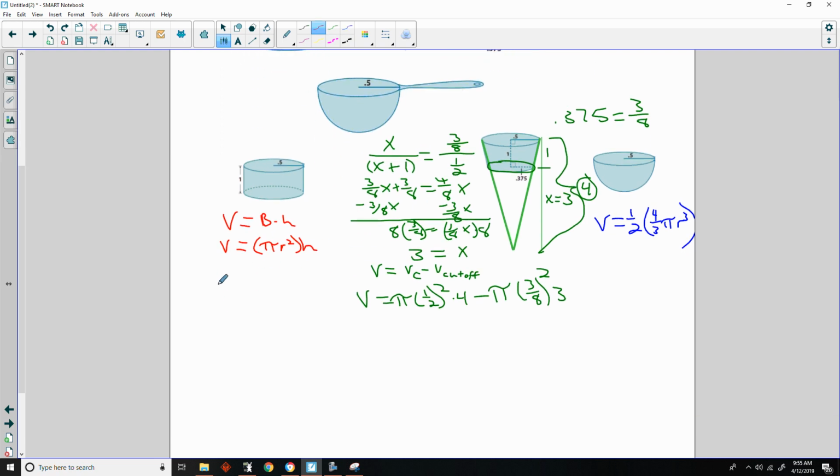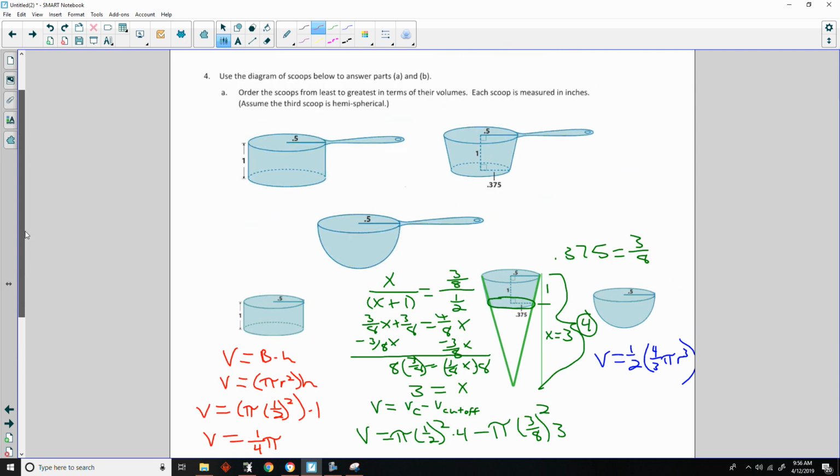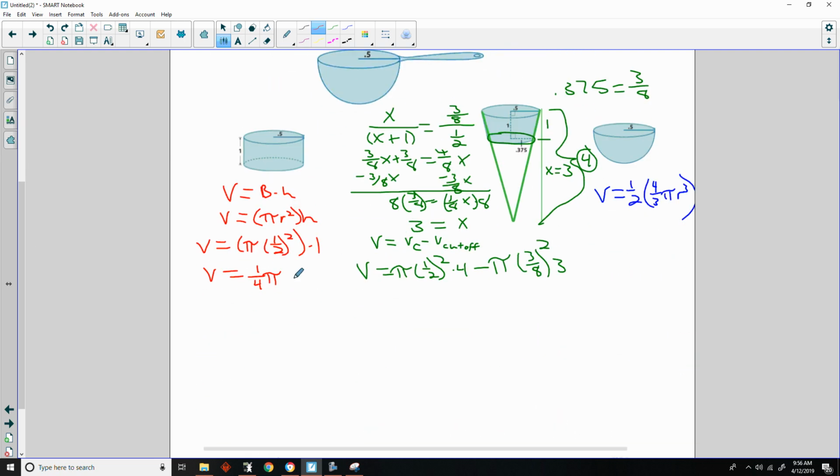So let's solve these. So volume equals pi. The radius is 1/2. So I'm just going to write that in here now. 1/2 squared times the height, which is 1. So volume equals 1/2 squared is 1/4, times pi is 1/4 pi, times 1 is still 1/4 pi. And this is in inches, so that's cubic inches. 1/4 pi inches cubed. So there's the volume of this.